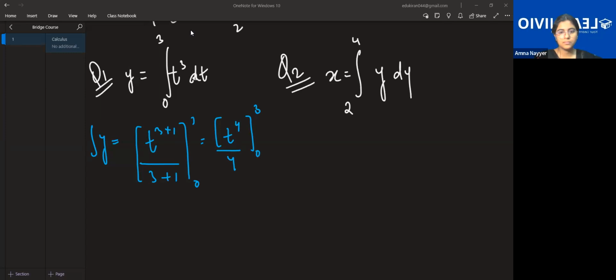You substitute the values 3 and 0 in t. 3 in place of t. So what do we get? 3 raised to the power 4 by 4 minus 0 raised to the power 4 by 4. Correct. That's it, or anything else? Yeah, by 4. Correct. So I think your answer is right. 81 by 4.